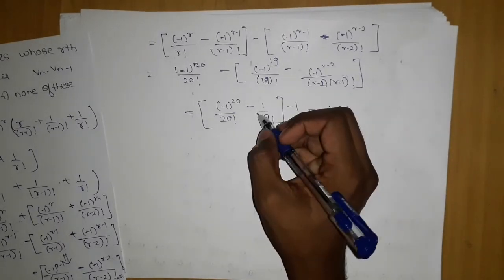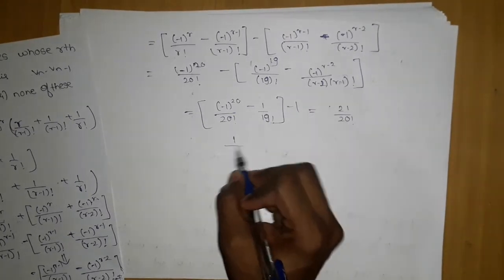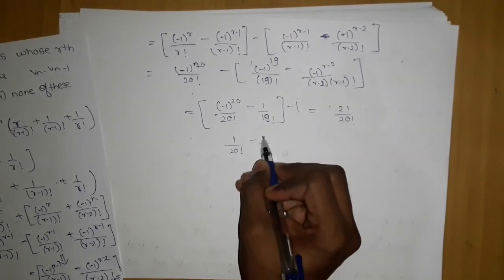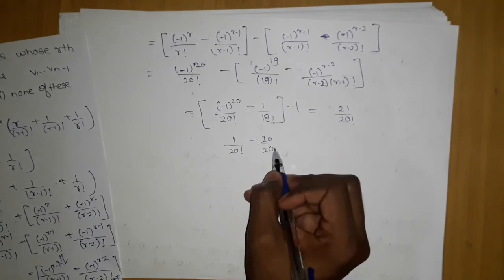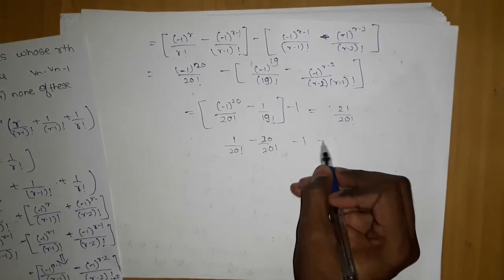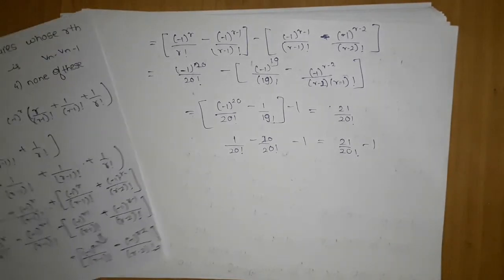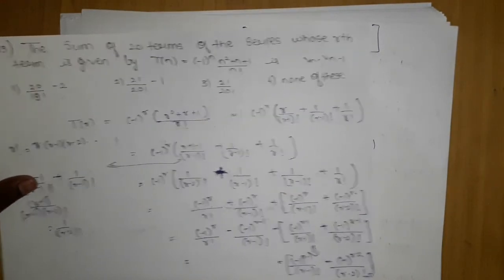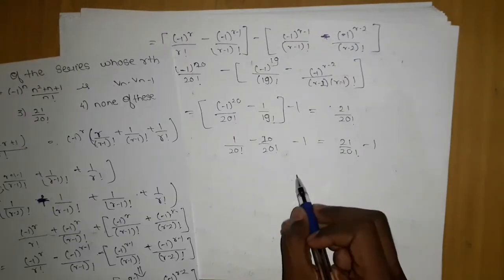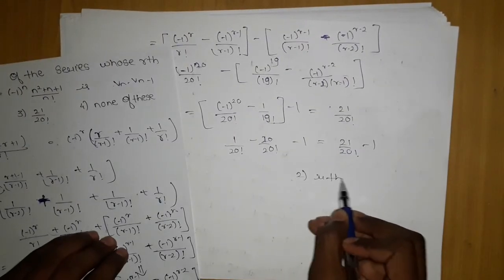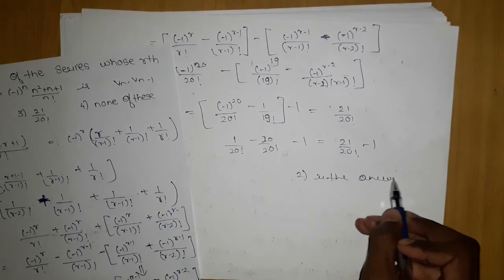Now you can have a doubt: this will become 1 upon 20 factorial, this will be 1 upon 20. I will multiply here by 20, so it will become 20 factorial minus 1, so this will become 21 upon 20 factorial minus 1, which is 20 factorial minus 20. So the second option is the answer. Okay, now let's move on to the next question.